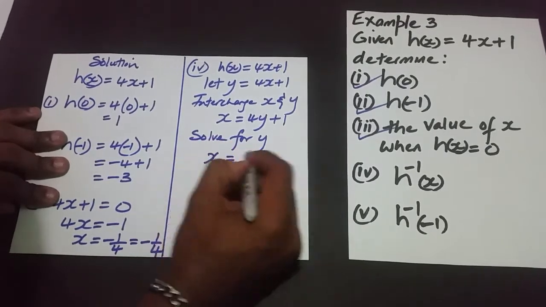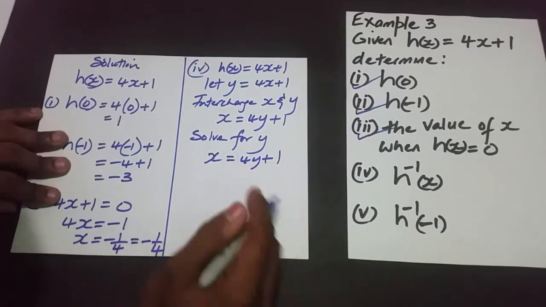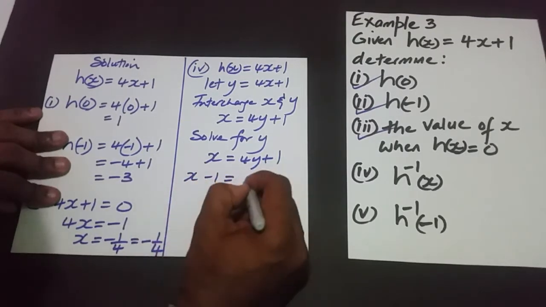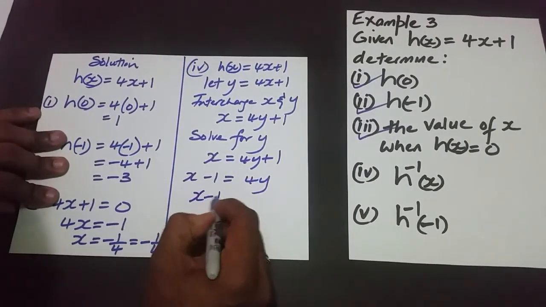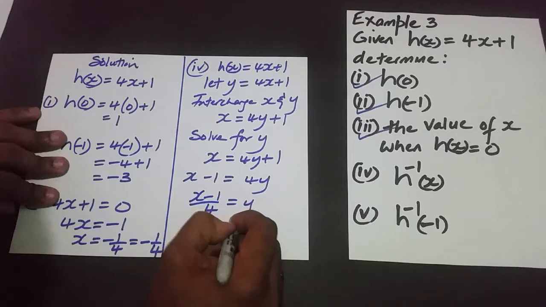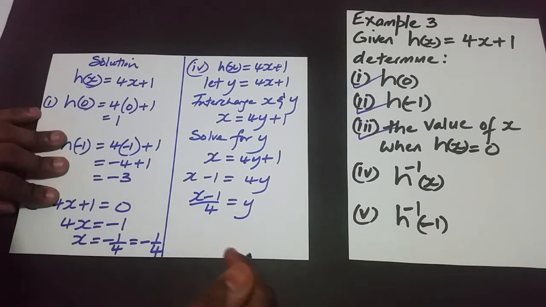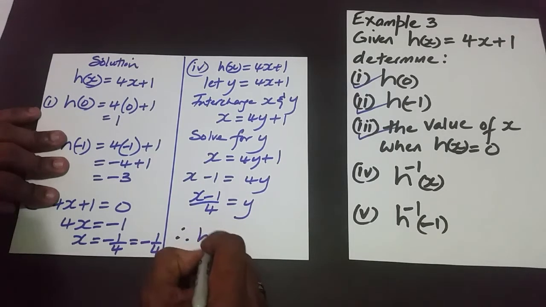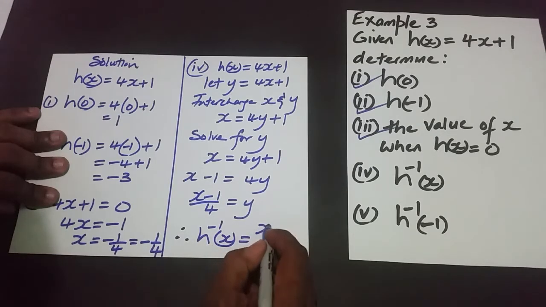So I'm just going to rewrite this and then make y the subject. So we're going to move the plus 1 first. It's going to become negative, and then simply divide through by 4. And again, this part here, x minus 1 over 4, is what the inverse of h of x would be. So therefore, the inverse of h of x is going to be equal to x minus 1 over 4.